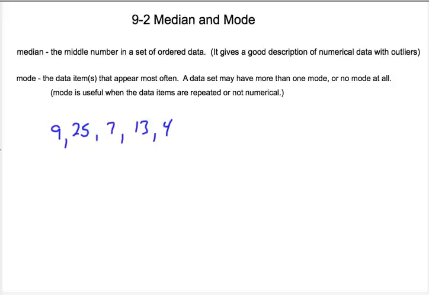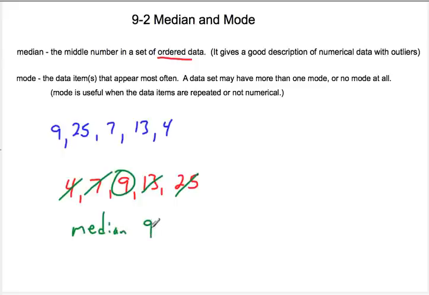All right, so let's take a look at a set of number data here. We have 9, 25, 7, 13, 4. If we wanted to find the median of this set of data, the first thing we'd have to do is put it in order. Okay, it has to be ordered. So let's go low to high here. We go 4, 7, 9, 13, 25. And then what I'll do is I'll just cross out the ends until I get to the middle. So 4 and 25, 7 and 13, median is 9.